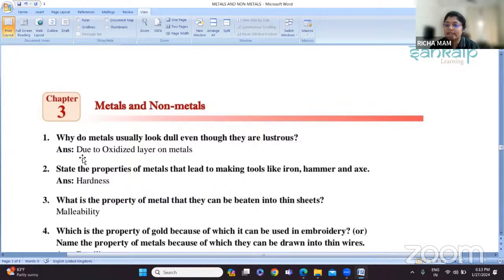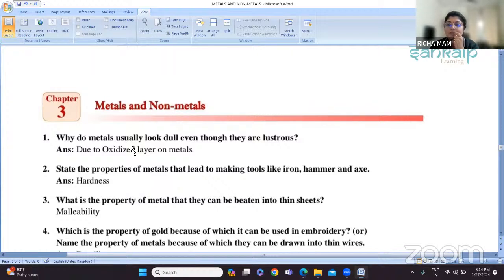Because these metals come in contact with the air. In air, oxygen is present, so the metal undergoes oxidation, and an oxidized layer is formed on the metals. Due to this, metals usually look dull. So that is why metals usually look dull.